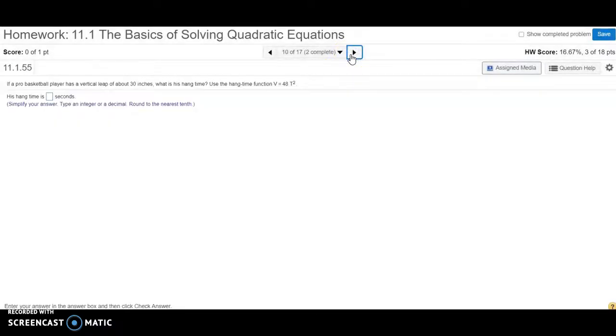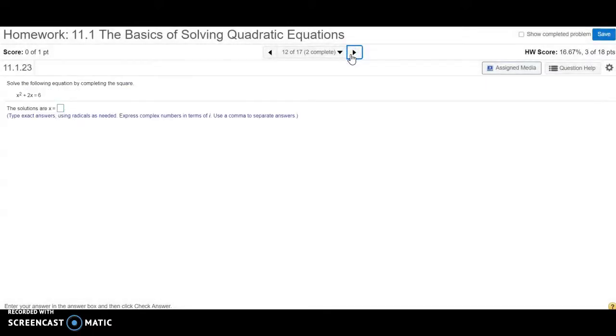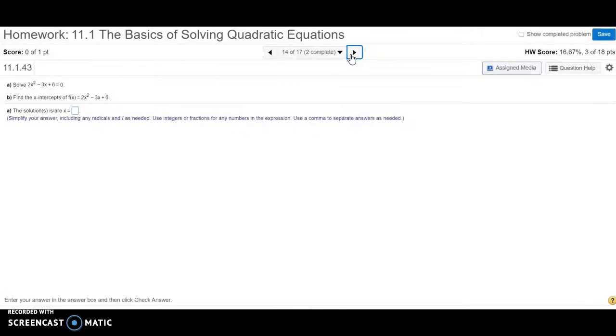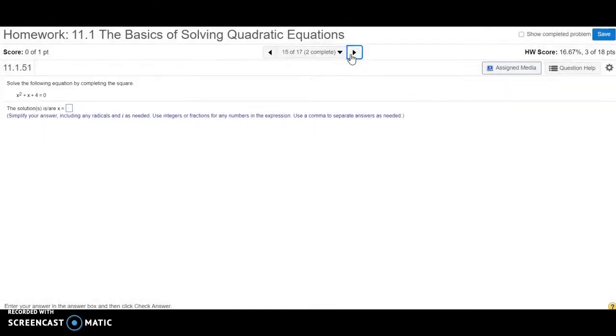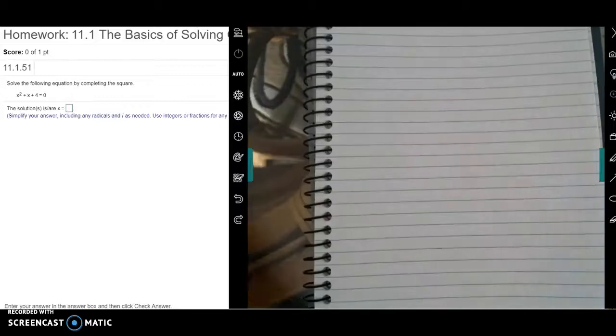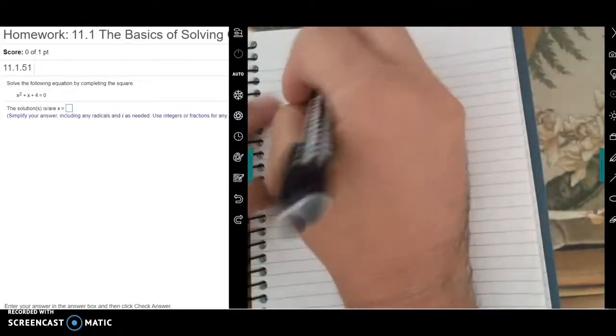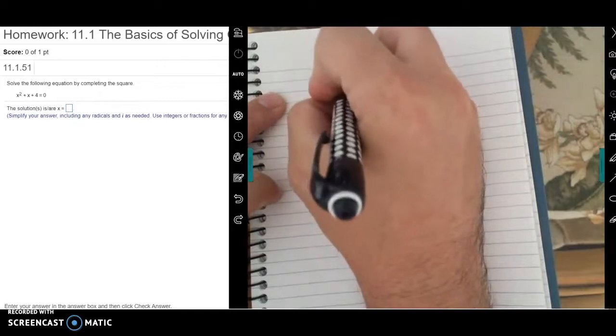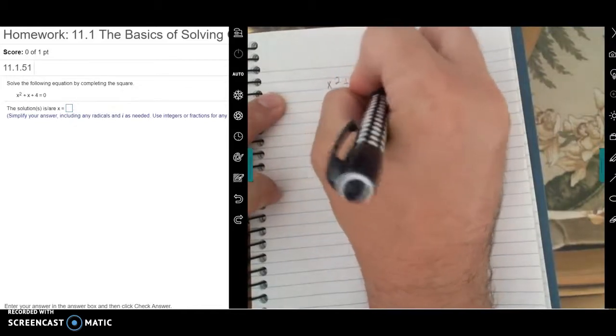All right, we're going to look at one more of these. Okay, so here, solve it by completing the square. Let's find another one where we don't have the 2 in front of the x, so we can see something a little bit different. All right, so we'll look at this one. So here, we want to solve x squared plus x plus 4 equals 0.